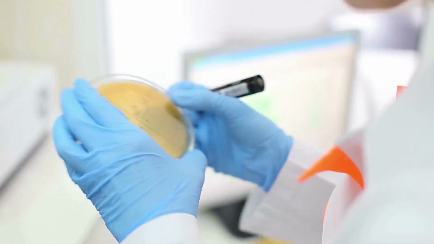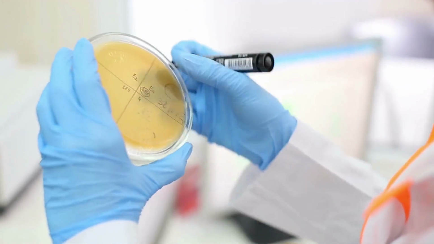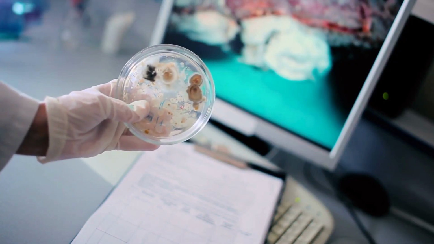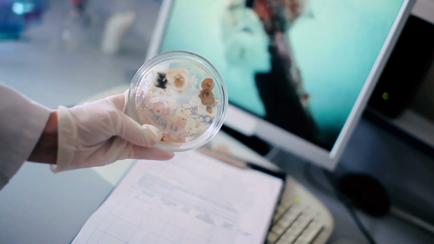This is also how antibiotic resistance develops in bacteria. Only the most resistant bacteria survive and reproduce, shifting the population towards higher resistance.